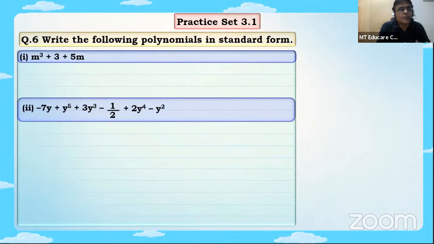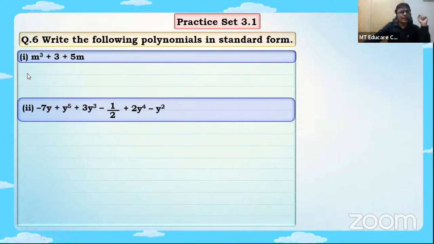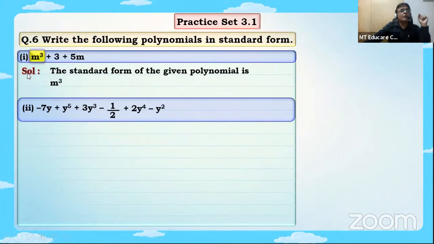Okay, first I will write, then you will write. Let us see your first one. Standard form means only descending powers. Power 3. Yes, so I will write m raised to 3. Okay, now power 2 is missing. Look, m raised to 2 is not there, so what will you write?